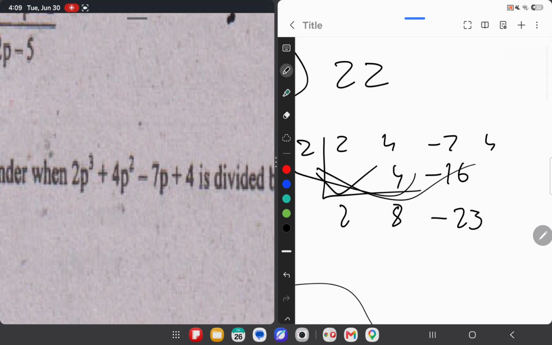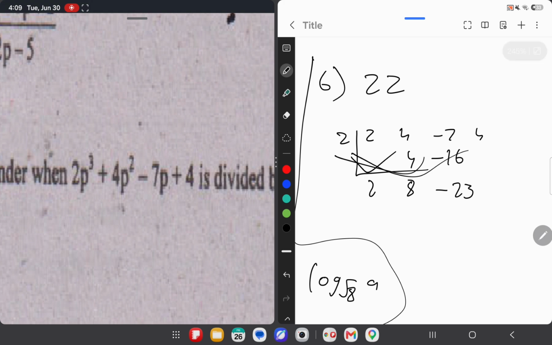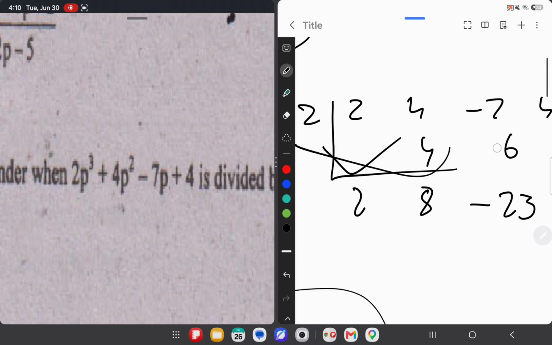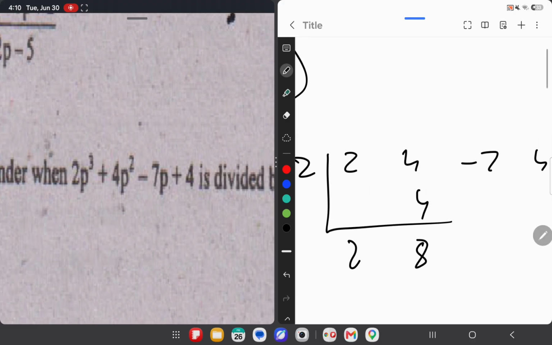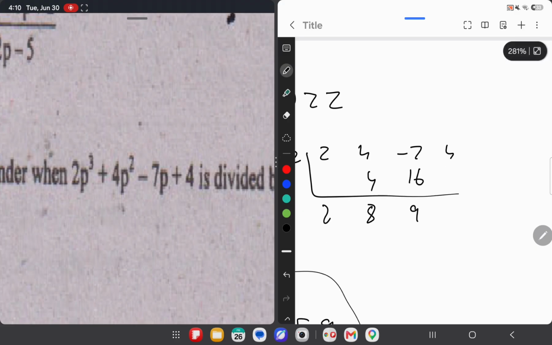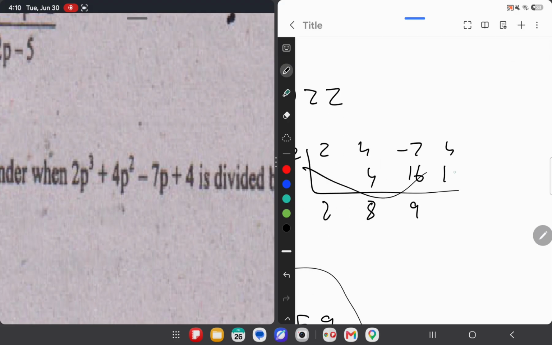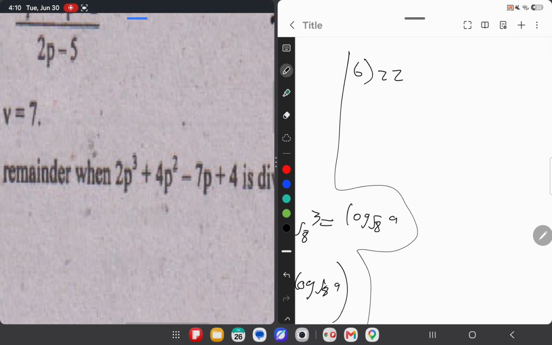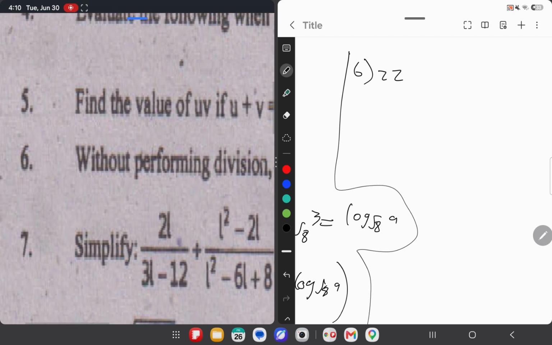Excuse me? What? I think I did this wrong. No, I am wrong. This is 22. So this is 16, 10, 9, 18. Yeah, 22. Nice. Synthetic division is very easy, but it's very difficult when they're not allowing me.